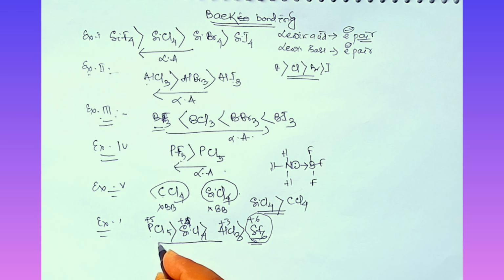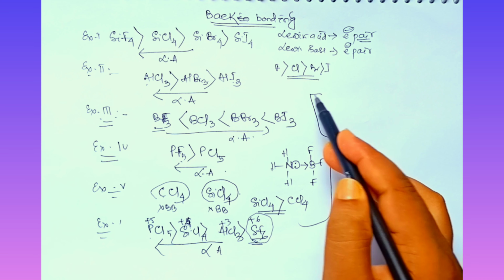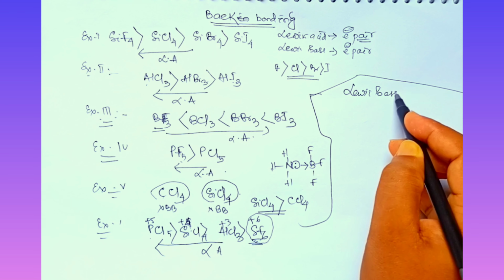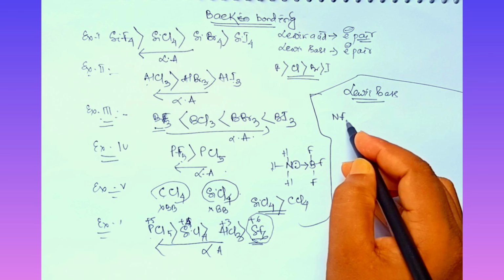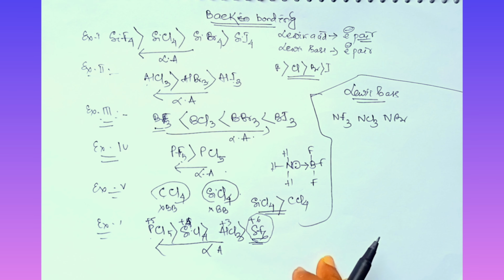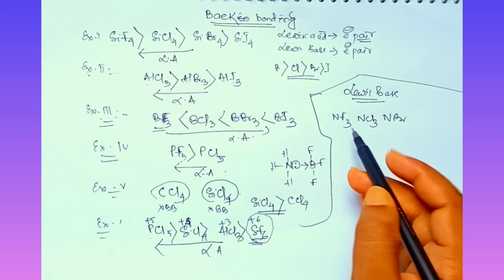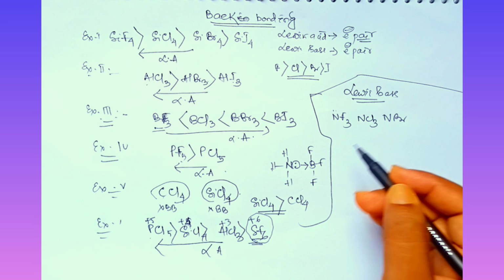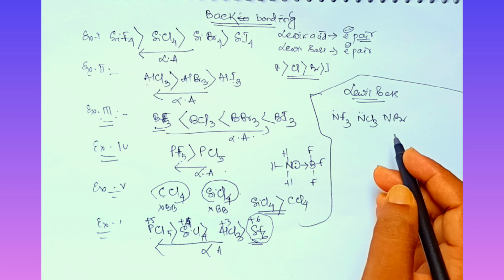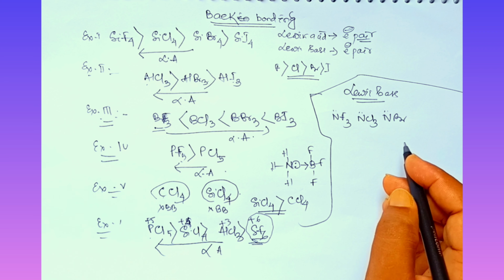So the Lewis acid strength will be like this, and now we will take 2-3 more molecules for deciding the Lewis base character. For Lewis base character, take the example of NF3, NCl3, NBr3. Okay, so what is a Lewis base? A Lewis base should easily donate an electron pair towards other molecules. That means whenever the electron pair is easily available, it can act as a good Lewis base.